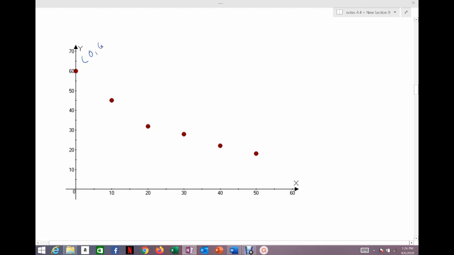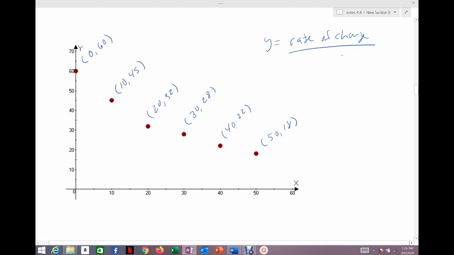So this point was the first value, 0, 60. This was 10, 45. This one was 20, 32, 30, 28, 40, 22, and 50, 18, right? And so the y values are my rates of change, in phones per day. The x value is my time, right?